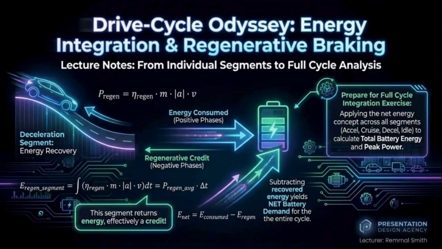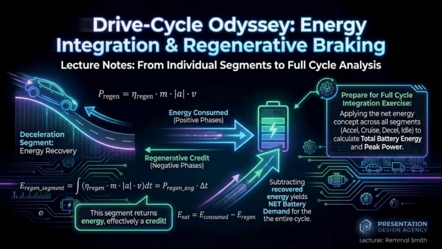When the vehicle slows down, energy is not always lost. During deceleration, regenerative braking can recover energy. The recovered energy during a small time step is calculated as E regen equals regenerative efficiency multiplied by mass multiplied by the absolute value of acceleration, multiplied by velocity, multiplied by delta t. This recovered energy becomes a credit.